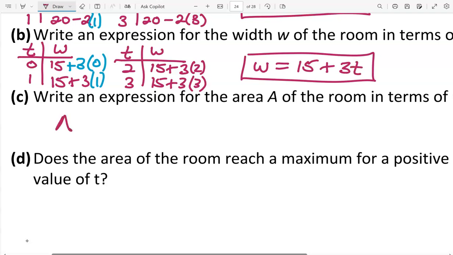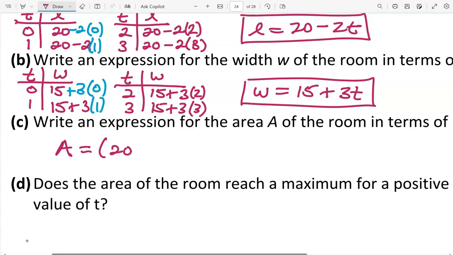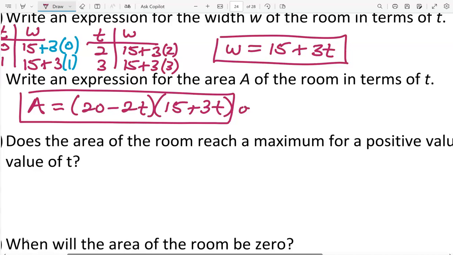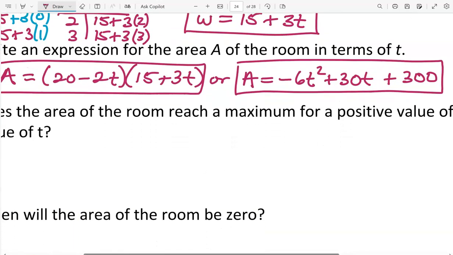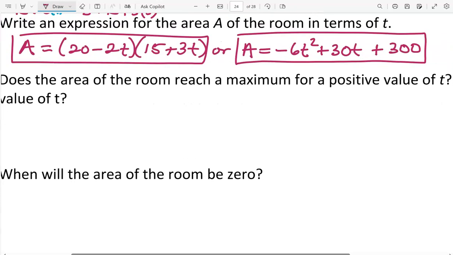Alright, the area of our room in terms of t is just the length times the width, so that will be 20 minus 2t times 15 plus 3t. And now, of course, if we want, we can rewrite this in standard form by multiplying it out. And if you FOIL and rewrite in standard form, A is equal to negative 6t squared plus 30t plus 300.